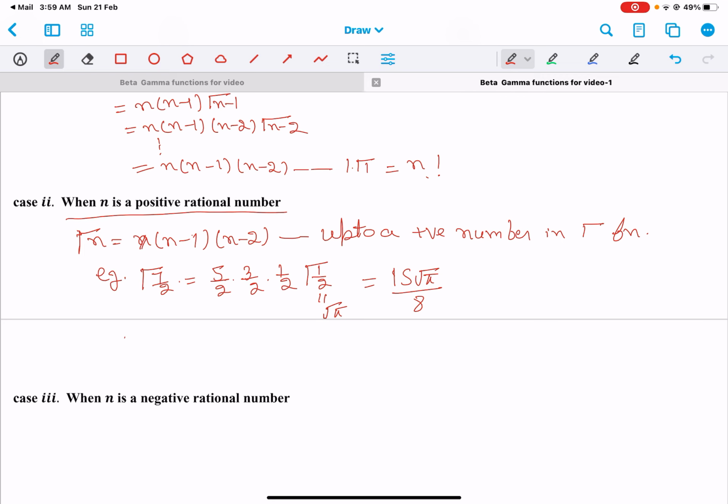And similarly, suppose I want to evaluate gamma 15 by 4. So this will be nothing but 11 by 4 into 7 by 4 into 3 by 4 into gamma 3 by 4. Now the value of gamma 3 by 4 can be obtained from the table of gamma function. You have a table of gamma function where we have all the values between 0 and 1. So we try to reduce the values of higher numbers to within the range 0 to 1, so that we can find our final value from that table, right?